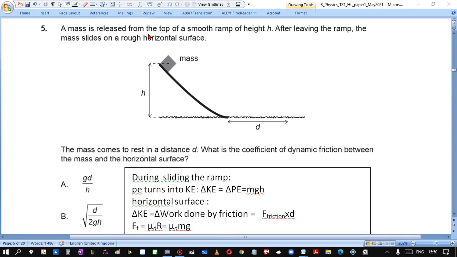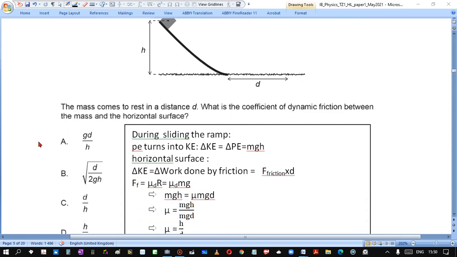Question 5. A mass is released from the top of a smooth ramp of height h. After leaving the ramp, the mass slides on a rough horizontal surface. The mass comes to rest in a distance d. What is the coefficient of dynamic friction between the mass and the horizontal surface?